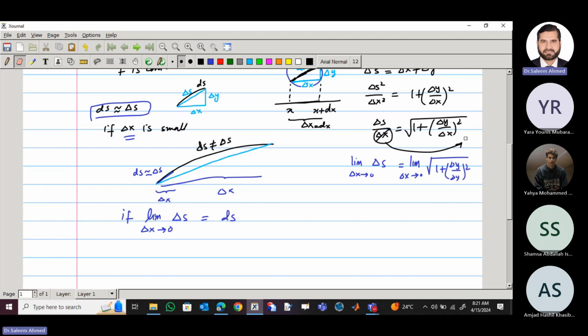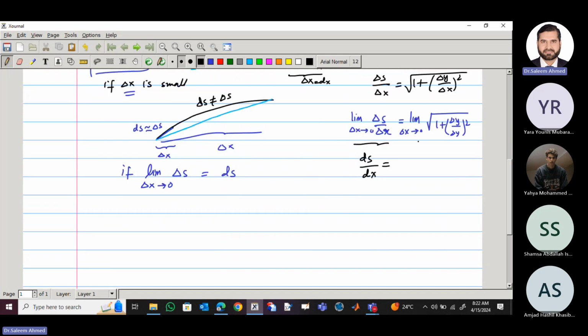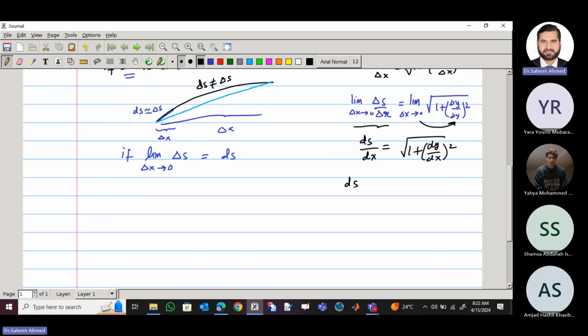Okay, so if you do that, let's keep it here. And this is the derivative formula. If you look at this one, this is defined as the derivative of s with respect to x. And if I take the limit inside, this will also become square root of 1 plus (dy by dx) squared. So see, that's how we can find ds. ds is equal to square root of 1 plus (dy by dx) squared, times dx.